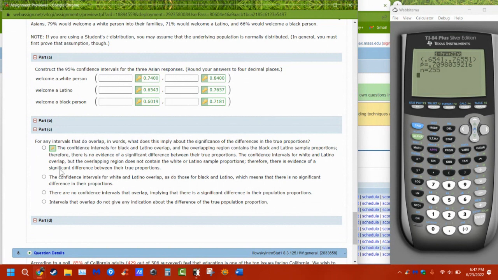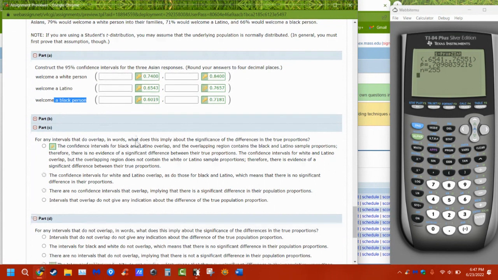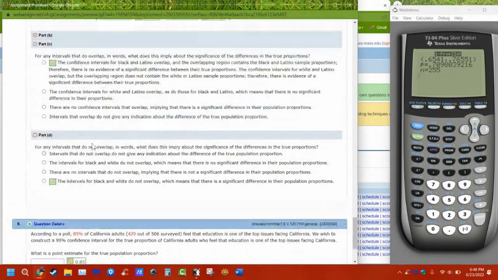But what it doesn't mean is that, because white and black never overlap, those two will never switch. This is definitely bigger than this one. We don't know how much. It could be pretty close. It could be huge. It could be, like, less than 3% difference. It could be more, almost 24% difference. So there's a big range that it could be, but this value is higher than this value. We're pretty sure. And that's what it means when there's no overlap in those groups.